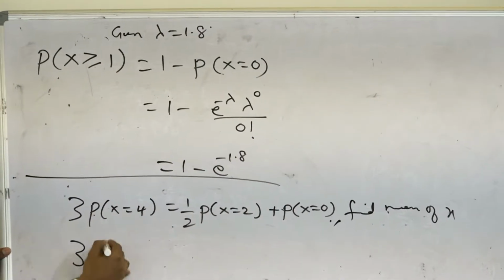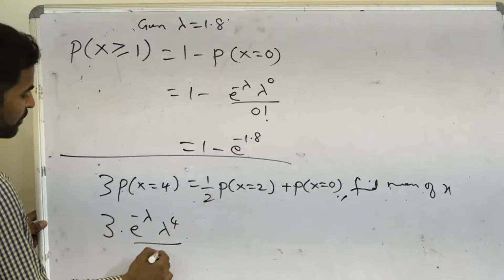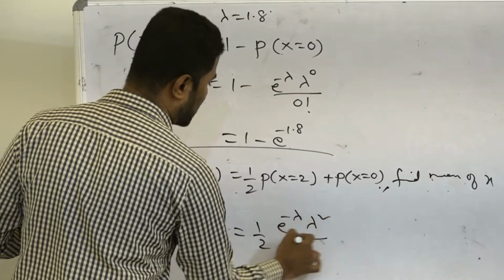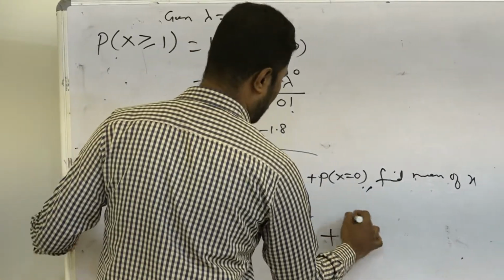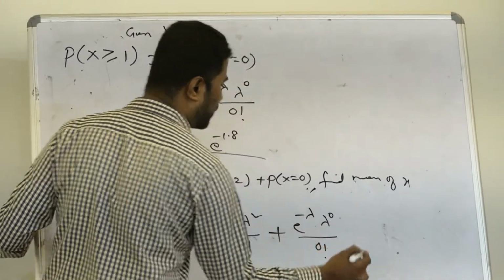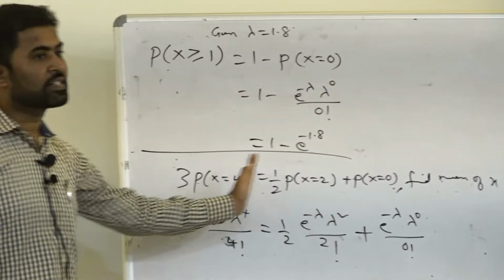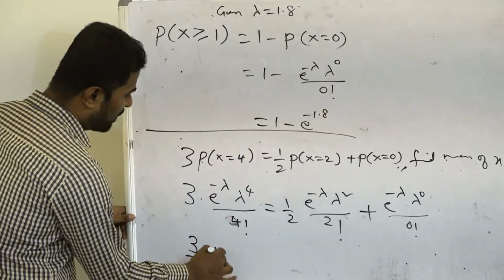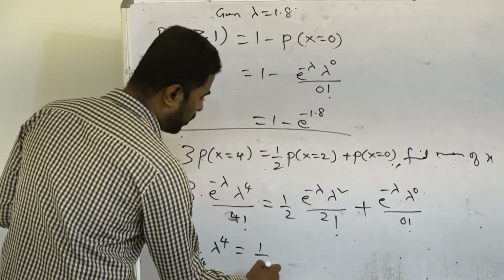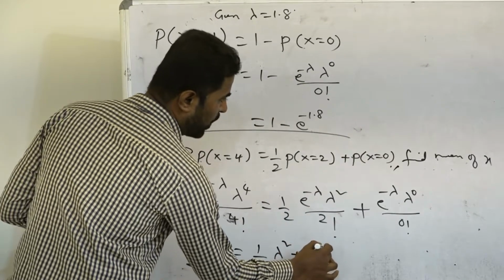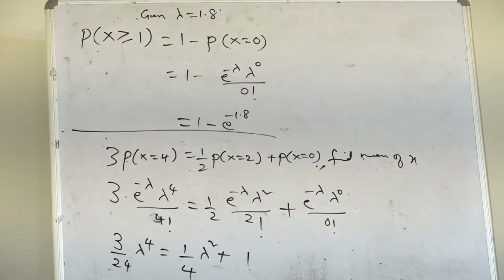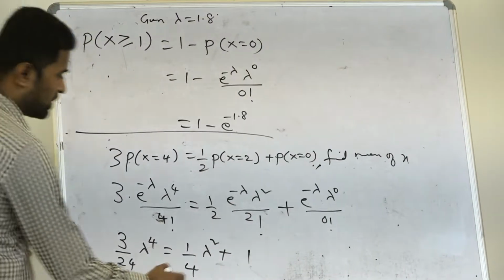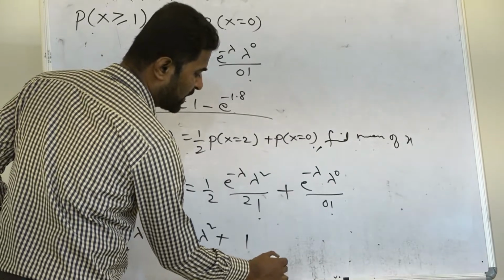So this becomes 3 into e power minus lambda, lambda power 4 by 4 factorial, equals half e power minus lambda, lambda square by 2 factorial, plus e power minus lambda, lambda power 0 by 0 factorial. So from all we can cancel e power minus lambdas, then we'll get 3 by 24 lambda power 4 is equal to 1 by 4 lambda square plus 1. Then we'll get the value of lambda, which is nothing but mean. Lambda is 2 or minus 2.